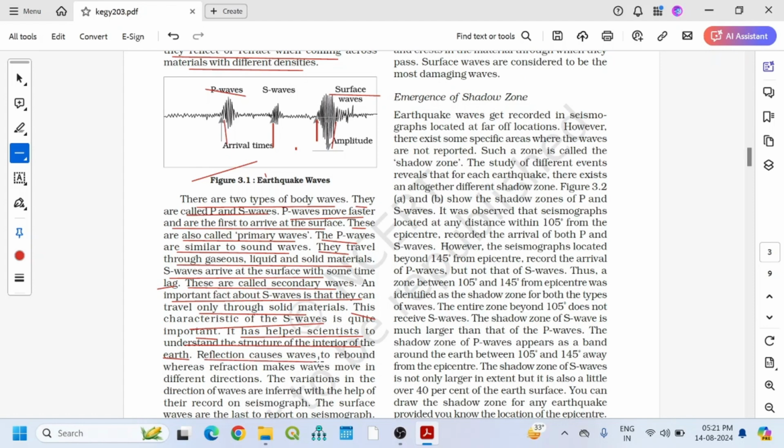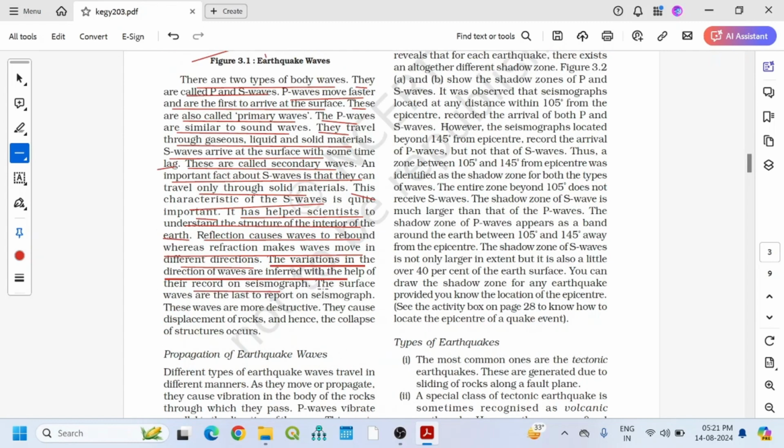Reflection causes waves to rebound, whereas refraction makes waves move in different directions. The variation in the direction of waves is inferred with the help of their record on the seismograph. The surface waves are the last to report on the seismograph. These waves are more destructive. They cause displacement of rocks and hence the collapse of structures occurs.